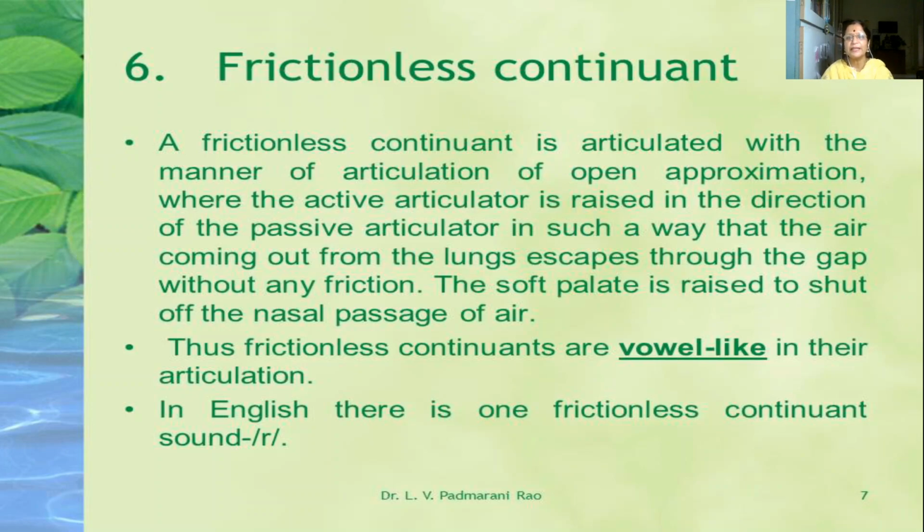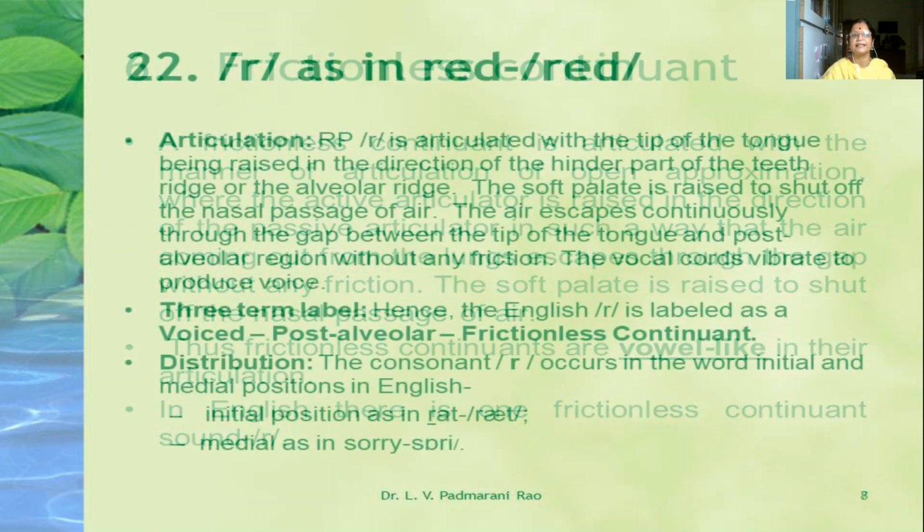So, the soft palate is raised to shut off the nasal passage of air, and the frictionless continuant has got an open approximation where the active articulator is raised in the direction of the passive articulator in such a way that the air coming out from the lungs escapes through the gap without any friction. Thus, frictionless continuants are vowel-like in their articulation. And the three-term label for the frictionless continuant of English is post-alveolar. The tip of the tongue actually goes to the back of the teeth ridge, as we could see in the next slide.